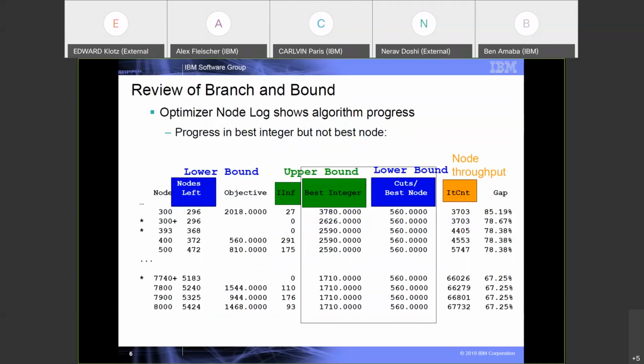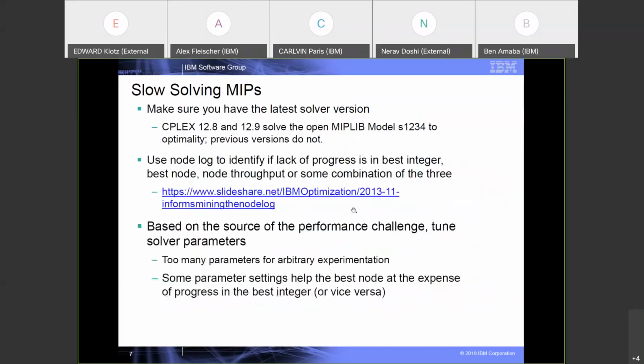And move on to a different node log for a different problem. What we see here is in column 5, we're making good progress in the best integer, but the best node value is not progressing at all. So the point is that the strategies you would use are going to vary for these two models. What works for a model where you're making progress in the best integer but lacking progress in the best node is going to be different from what works for a model where the lack of progress is in the best integer.